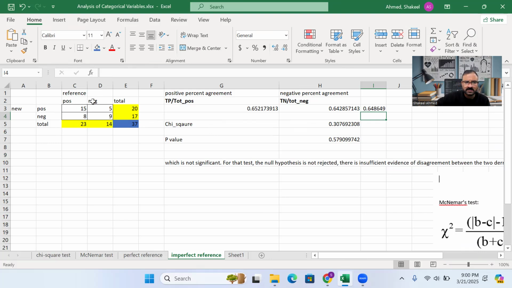So we just assess the agreement between the two responses using the positive percentage agreement, that is 65% for these two tests, and negative percentage agreement is 64.3, and the total percentage of agreement is around 65. And McNemar's test also suggested there is no significant evidence of disagreement between the two tests. So we can conclude that the two tests agree with each other. Thank you.